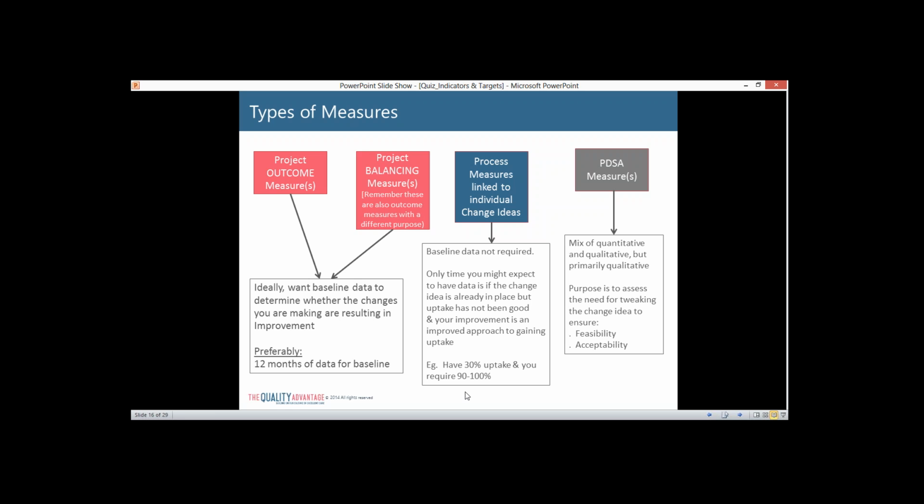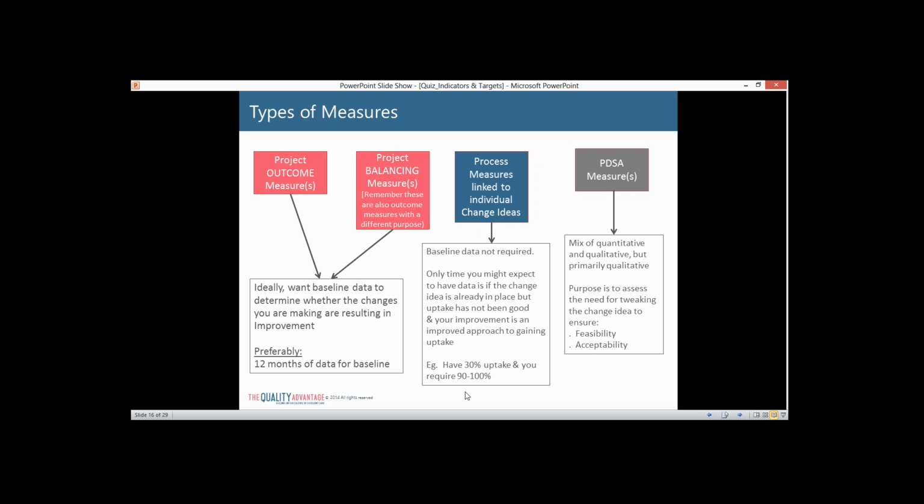Similarly, a balancing measure, although we frame it differently because of its different intent, i.e. to measure unintended consequences, these are generally outcome measures with a different purpose than the project outcome. And so again, we want baseline data. So for example, we can't tell if there's an increase in readmissions to hospital, if that was a balancing measure, as a result of the project unless we know what the baseline was for clients on our service.